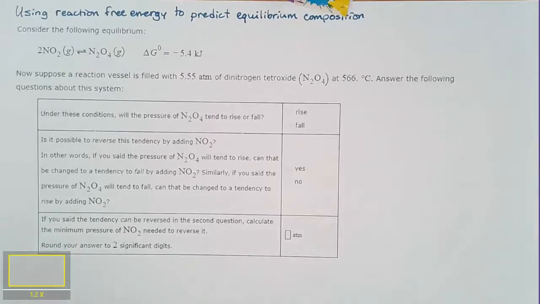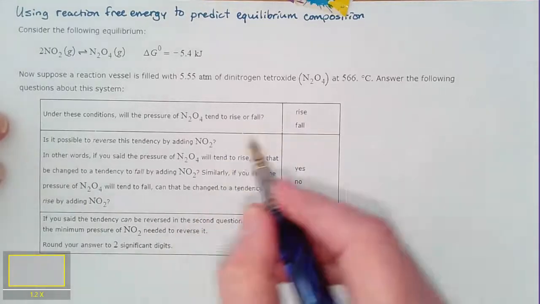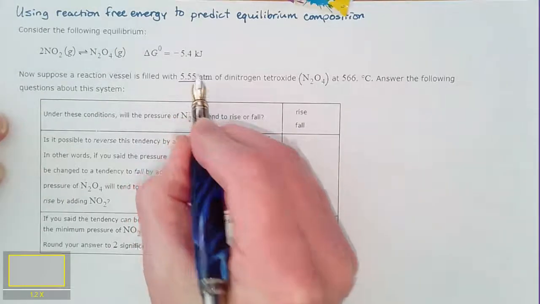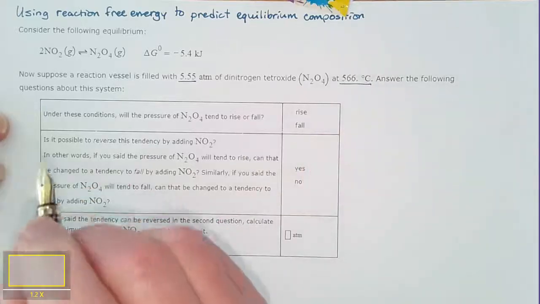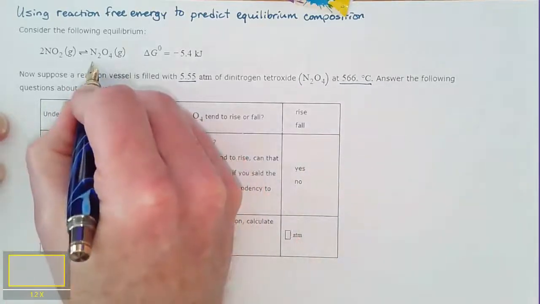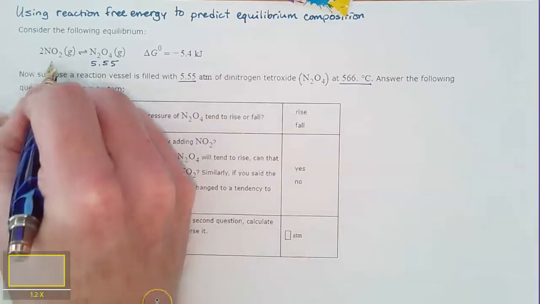In this video, I'm going to work through two versions of the ALEKS topic using reaction free energy to predict an equilibrium composition. So my first example of this problem gives us the equilibrium of two NO2s interacting to form N2O4. And we're told that we have 5.55 atmospheres of the N2O4 at 566 degrees.